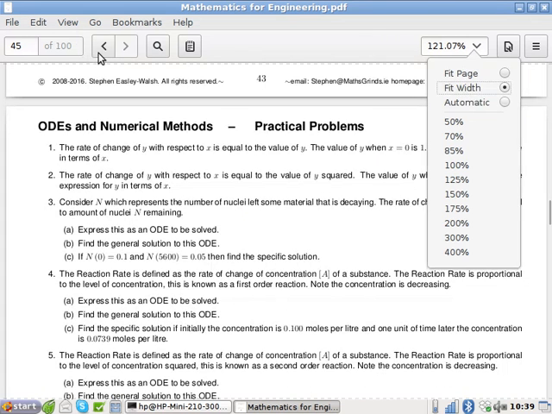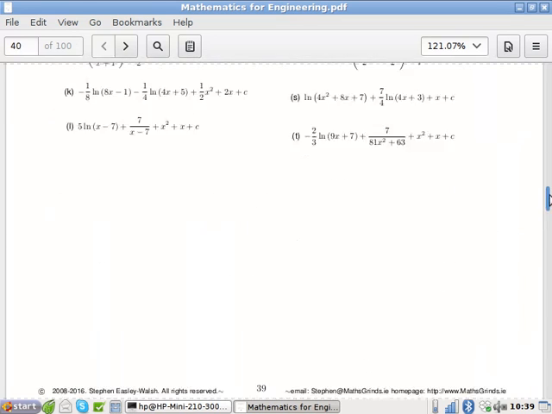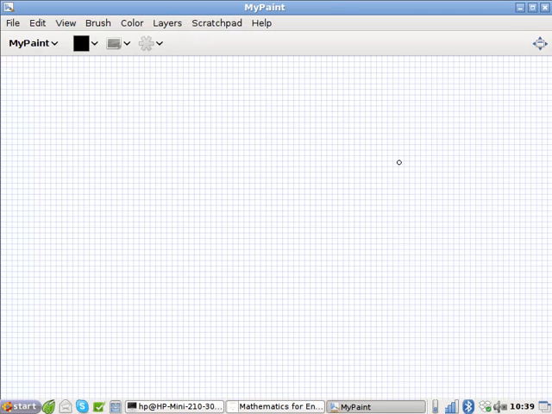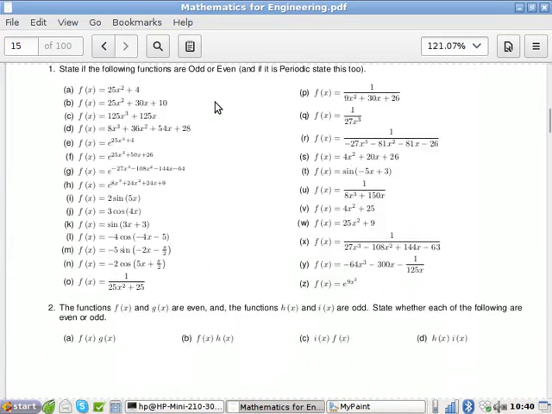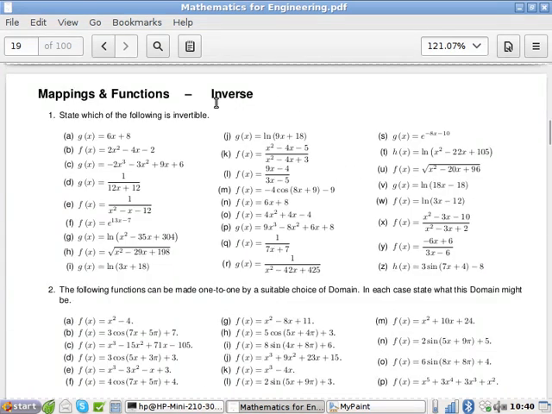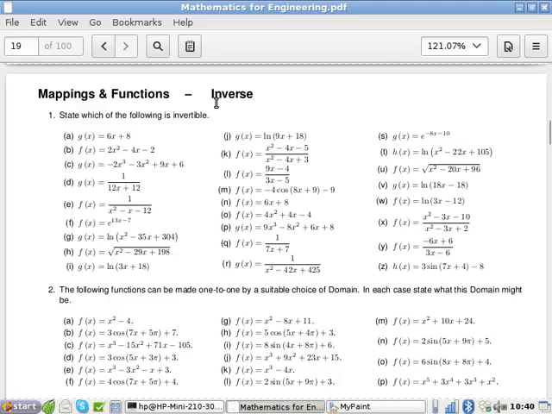Okie dokie. Huh? It's a while ago. Yes. Alright. Is it before or after types? After, probably. Odd or even. Compose. Inverse. This one? One question. Which one? Couple. Yeah, pick.